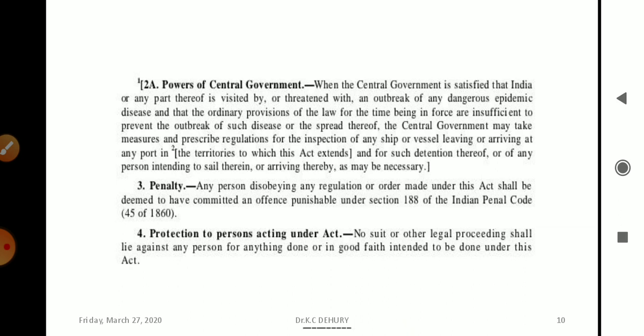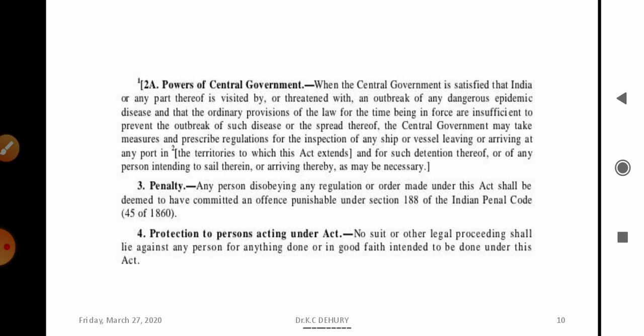for the time being are insufficient to prevent an outbreak of such diseases or the spread thereof, the central government may take measures and prescribe regulations for the inspection of any ship or vessels.